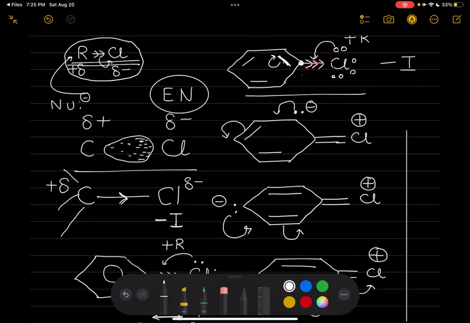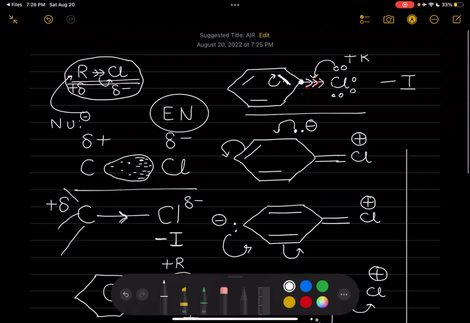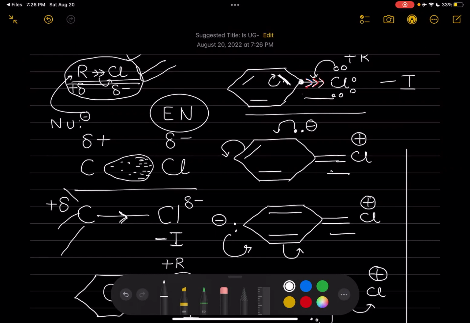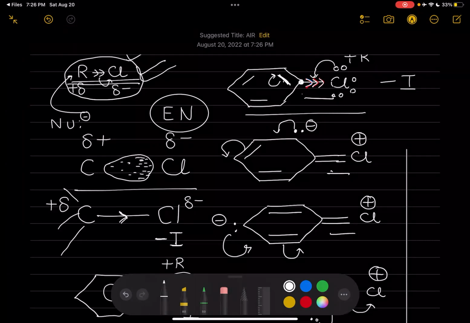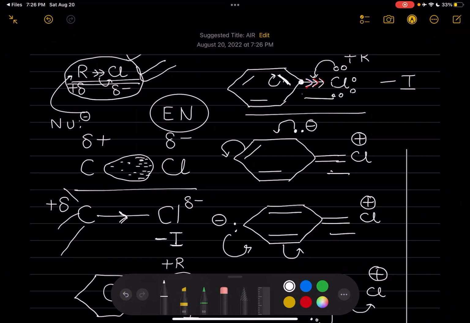Because of the partial double bond character, we can't say that it will come out easily on its own, like it was happening in the earlier cases. There, the Cl minus was a very good leaving group and it came out easily. But this is not the case. Though Cl minus is a good leaving group, look at these structures. By resonance, the carbon chlorine bond has acquired a double bond character, due to which it is more tightly bound. The polarity has decreased. It can't come out easily.